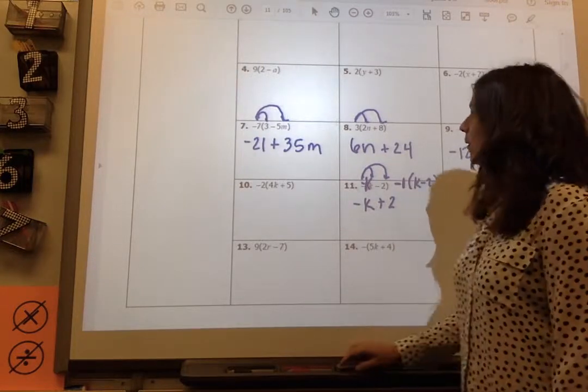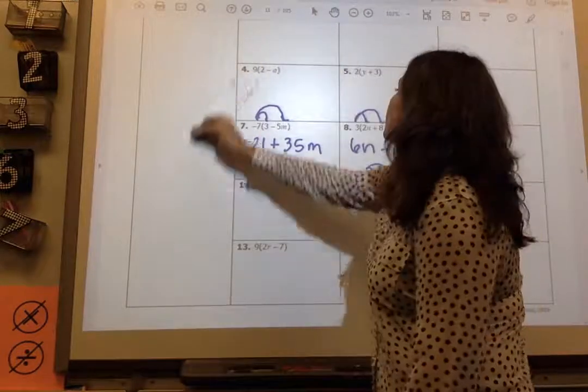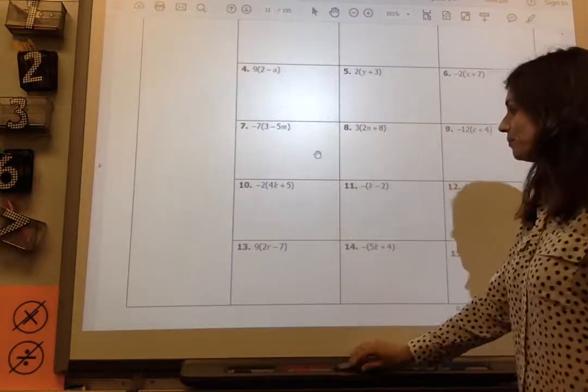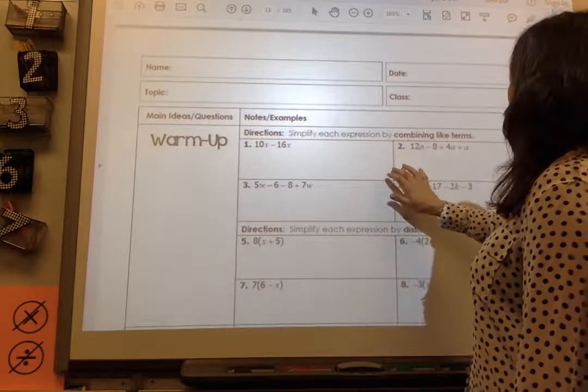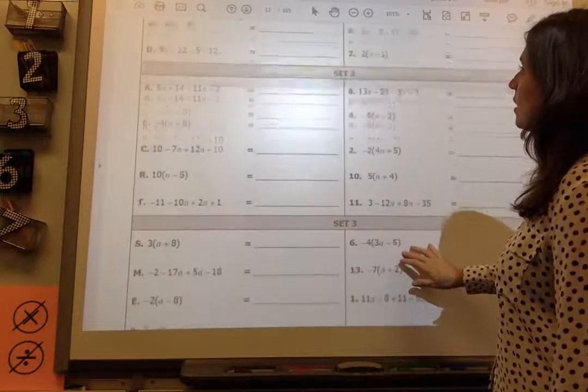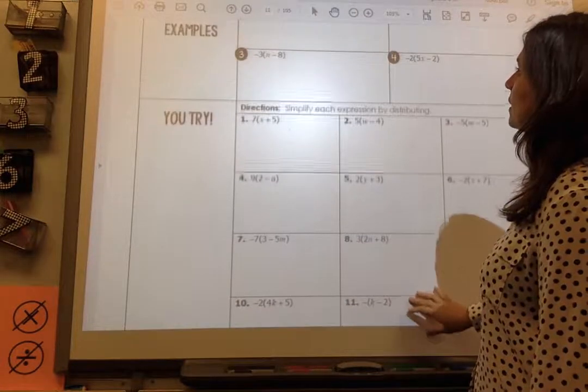Okay. All right. So that's just the distributive property. I know you've seen that before. So that is, I think that was all we had to do.